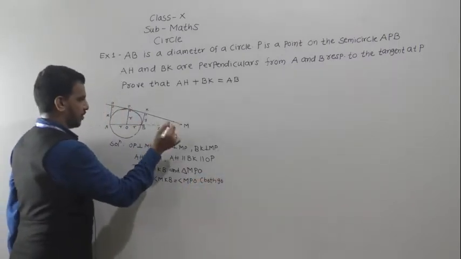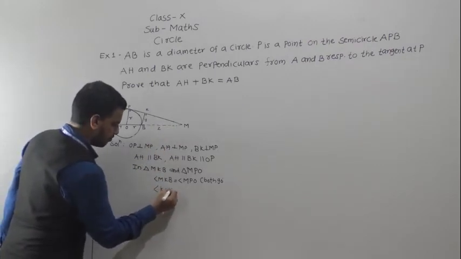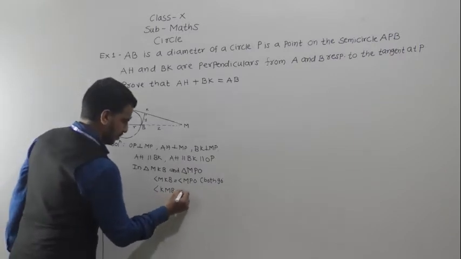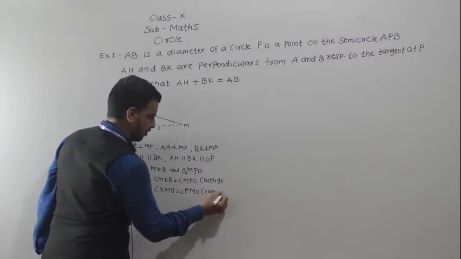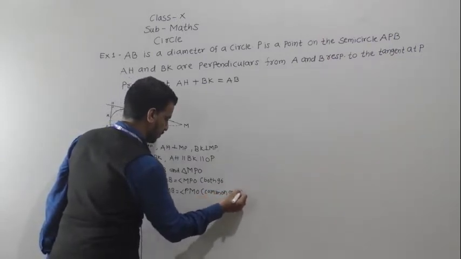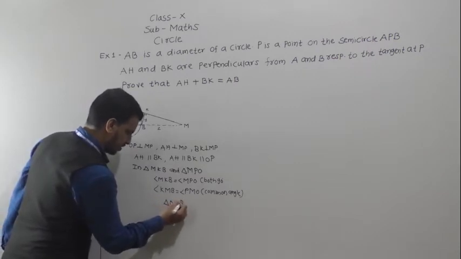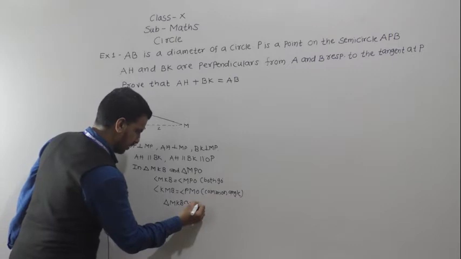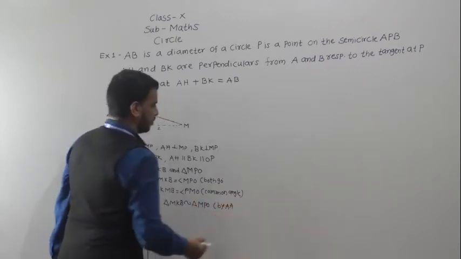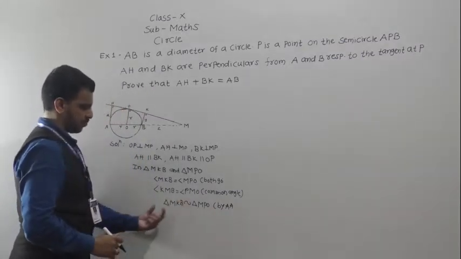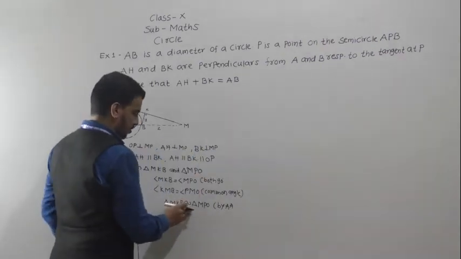Then this angle is a common angle, so we can write here angle KMB is equal to angle PMO, that is a common angle. So therefore triangle MKB is similar to triangle MPO by AA criteria. Now these two triangles are similar, so corresponding sides are in proportion.